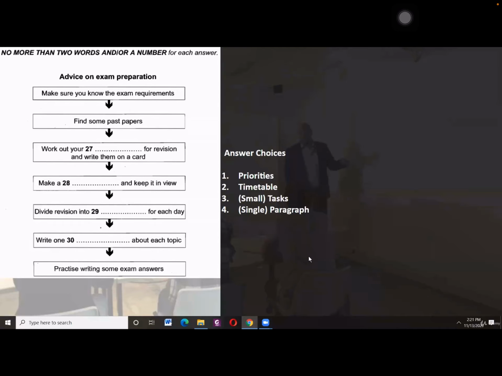This is a flow chart. It's not a diagram. It's a flow chart.